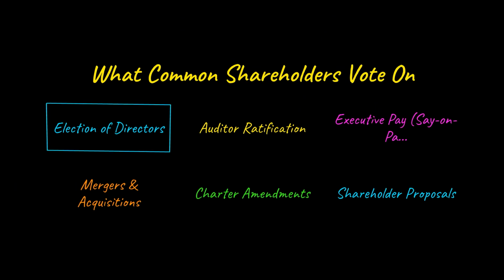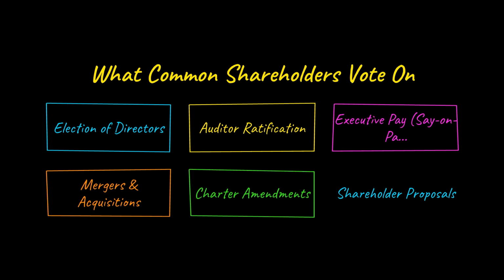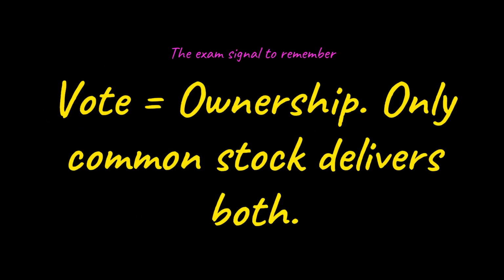Each year, shareholders receive a proxy statement listing items up for vote. These typically include electing directors, ratifying the independent auditor, advisory votes on executive compensation, and any major corporate actions or shareholder proposals on the ballot. When an exam scenario describes an investor who wants ownership and governance influence, the answer is common stock, every time. Preferred stock and bonds lack routine voting rights, making the vote the clearest indicator that a security represents true ownership.